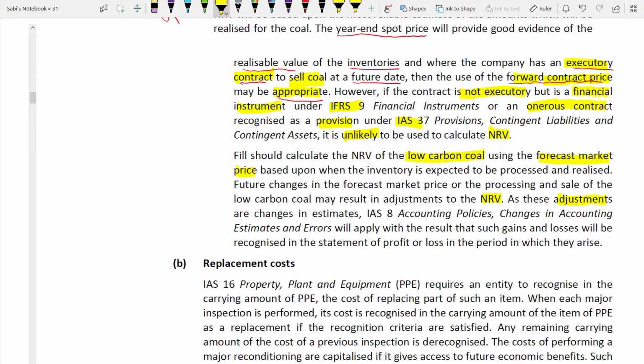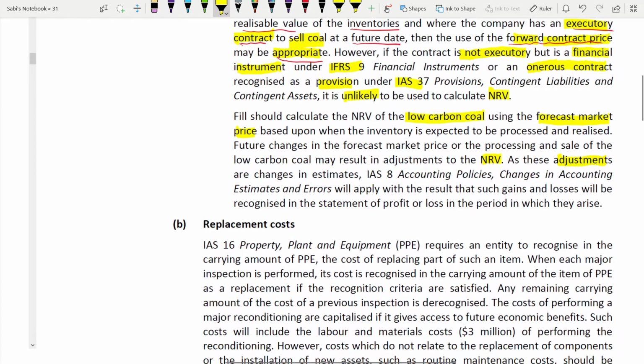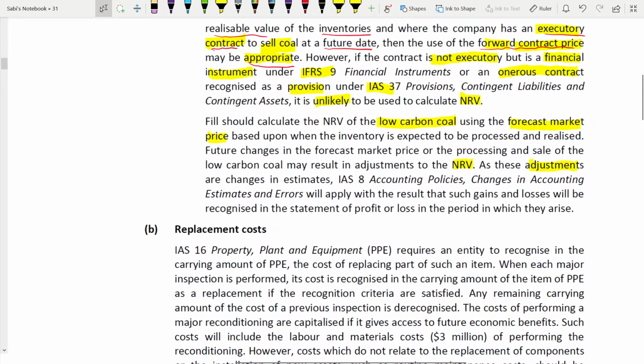I know it's a bit tricky because it's jumping from one standard to the next, but my dear students, there is no way around it. This is the trick of SBR. Whenever there are adjustments, it's more like IAS 8. As these adjustments are changes in estimates, aren't you changing estimates if conditions change? So it is dealt with under which standard? IAS 8.